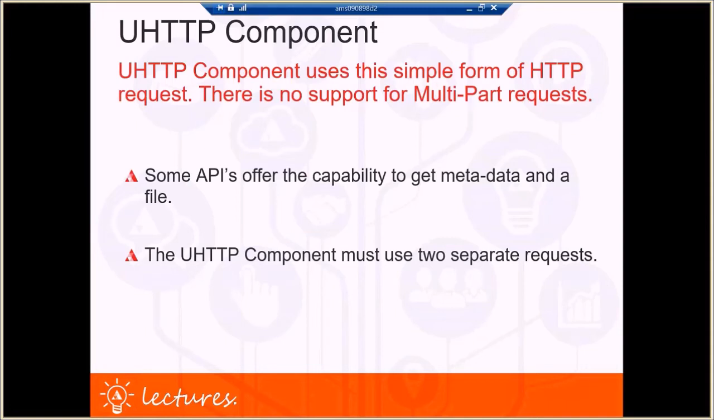Now, some REST APIs offer you the ability to pack a number of bits of information, for example, information about a file and the file contents itself, all in one multi-part request. As I say, the UHTTP component doesn't support that type of request, so you would have to look further into the API to see how you could split that up into two separate requests for the UHTTP component.